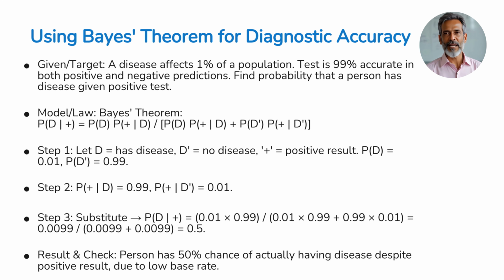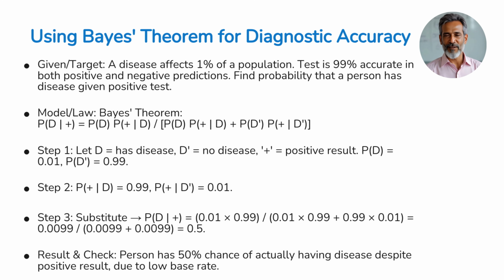We want to find the probability that a person actually has the disease given that their test came back positive. In probability notation, we want P of D given plus, where plus means a positive test result. By Bayes' theorem, this is the probability of disease times probability of positive given disease, divided by probability of disease times probability of positive given disease plus probability of no disease times probability of positive given no disease. Let me say this slowly. P of D given plus equals P of D times P of plus given D, divided by P of D times P of plus given D plus P of D prime times P of plus given D prime.